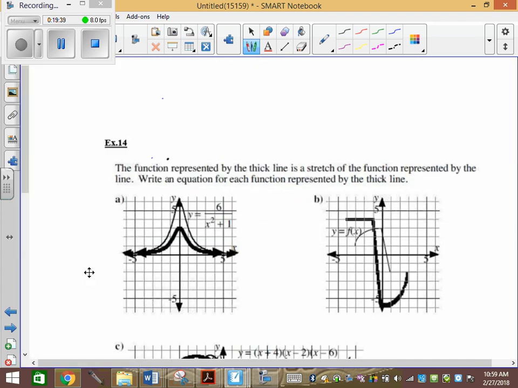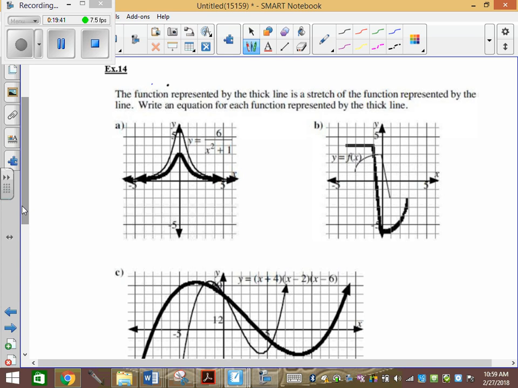Okay, we're going to look at B for now. The function represented by the thick line is a stretch of the function represented by the thin line. Now this one is nice because it's just telling us all there is are stretches. However, we're going to be given graphs where it could be anything: reflections, stretches. In this case, there's reflections too. So we have to do it in order, SRT: stretches, reflections, translations. The reason is BEDMAS. Remember, you have to do multiplication first, then addition and subtraction.